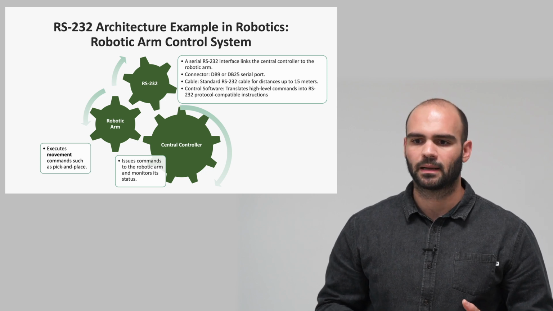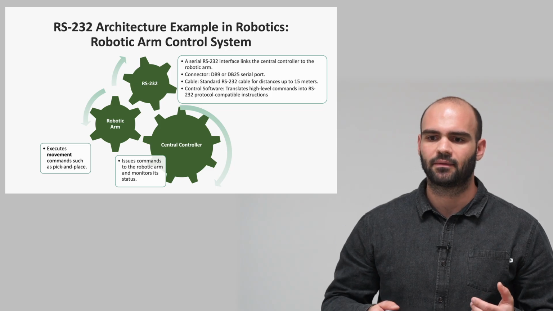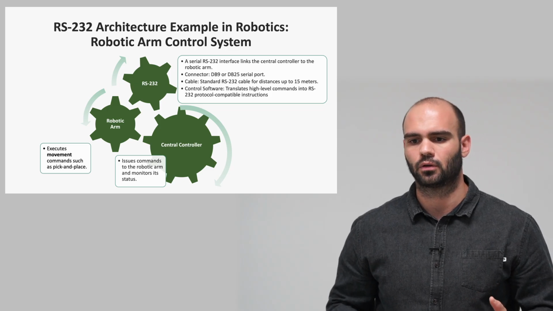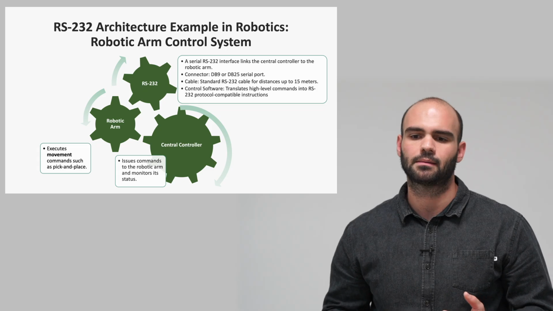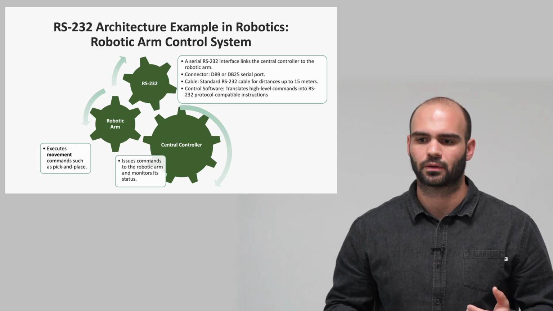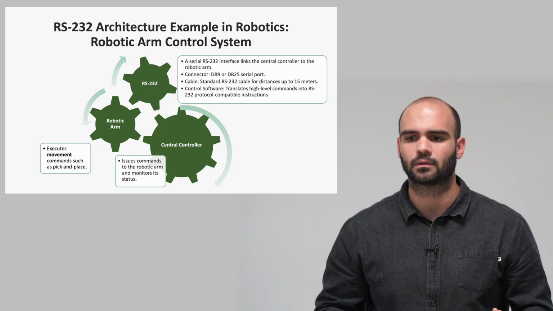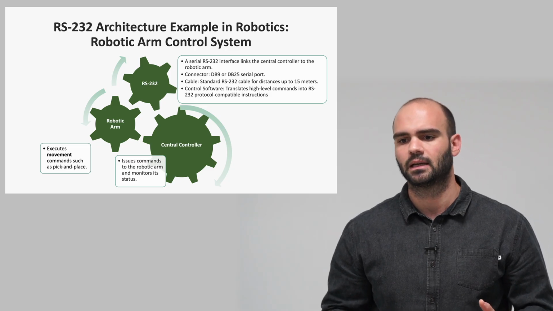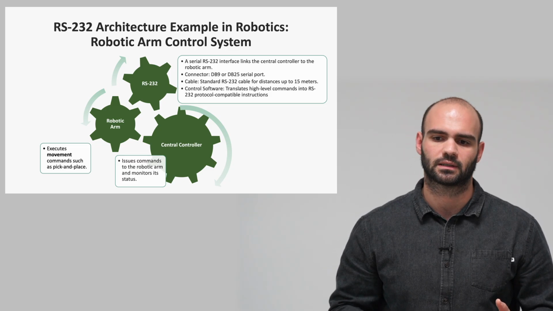The control software plays a key role. It translates high-level instructions into RS-232 protocol signals that the robotic arm can understand. This setup demonstrates how RS-232 provides a simple, direct, and dependable communication link for precise motion control in robotics.